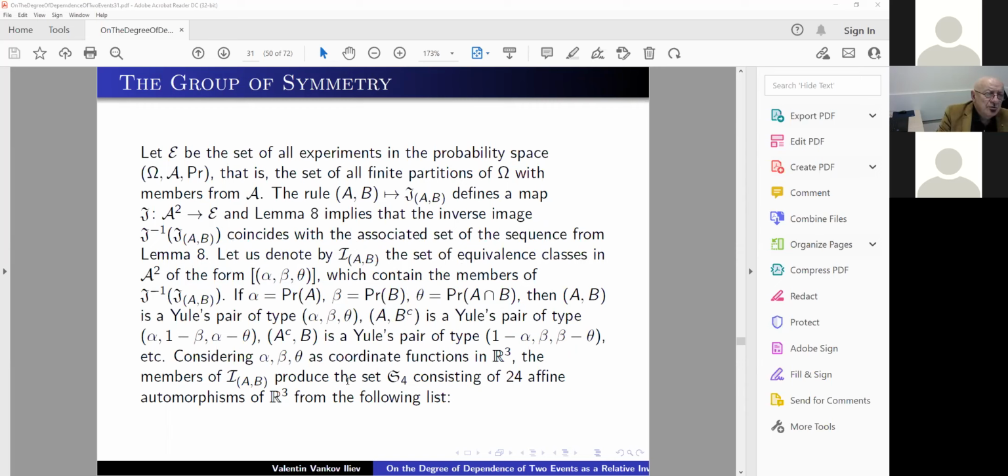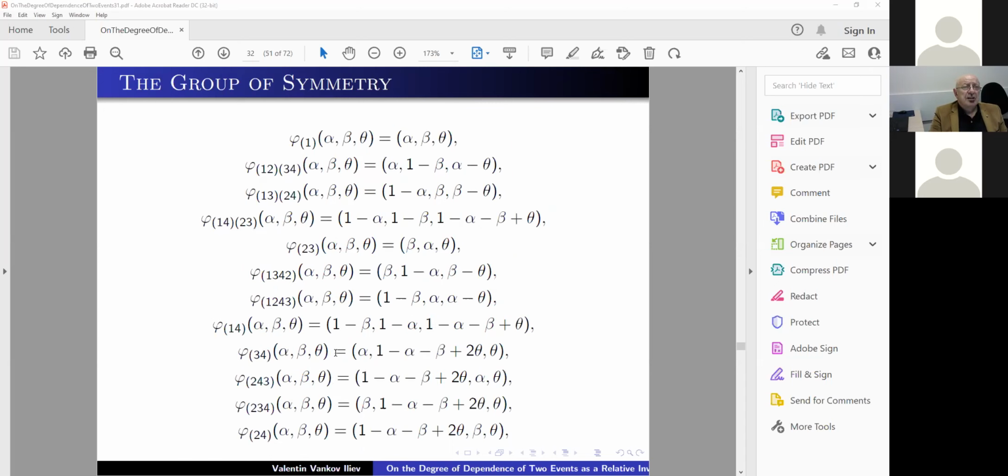So now the next step is to consider those alpha beta not only as probabilities, but as the coordinate functions in R3. Then the members of I alpha beta produce a set S4 consisting of 24 affine automorphisms of R3 from the following set. Here are the left-hand sides. These automorphisms are written in terms of coordinates. These are the types of the corresponding pairs that produce our experiment.